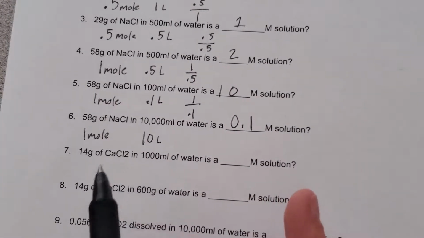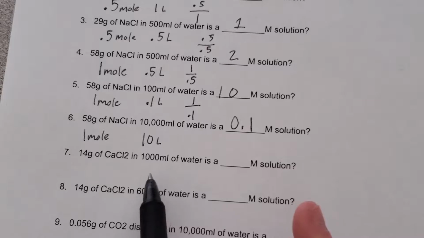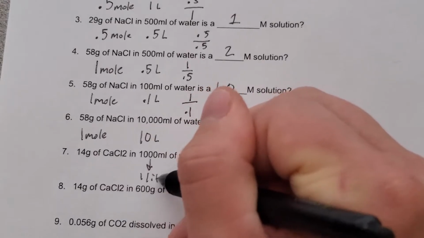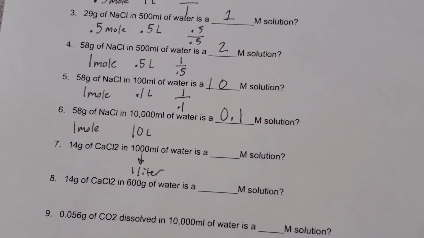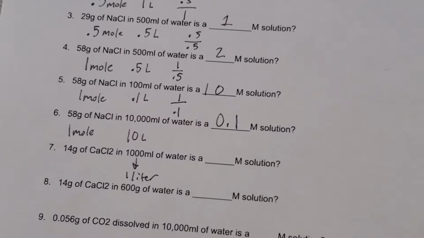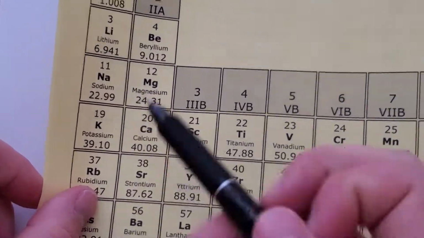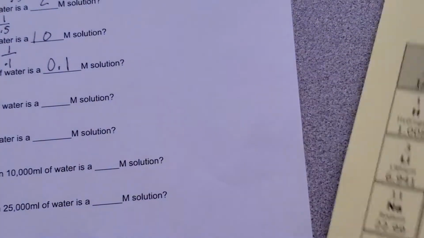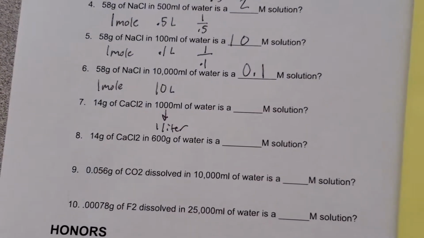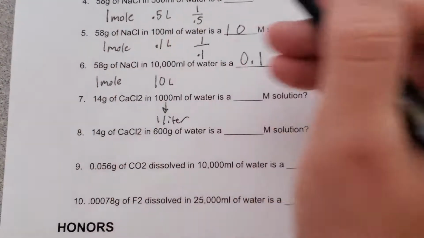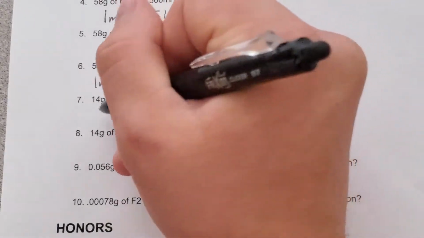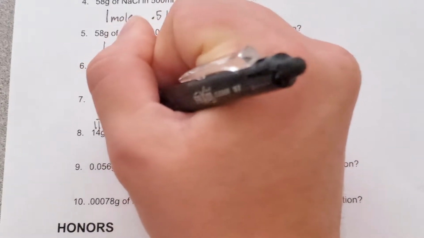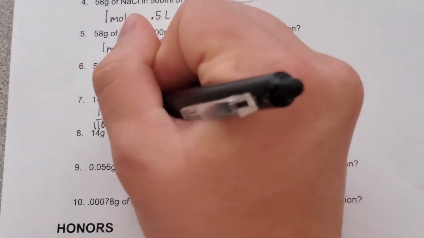14 grams of CaCl2, or calcium chloride, we already know that this is 1 liter, so I'll go ahead and write that down. In 1 liter of water is blank. So let's look up calcium chloride. Calcium's right here at 40, and chloride's right there with 70. So it's going to be 110. So we want to figure out how many moles that is. So we're going to do 14 divided by 110.